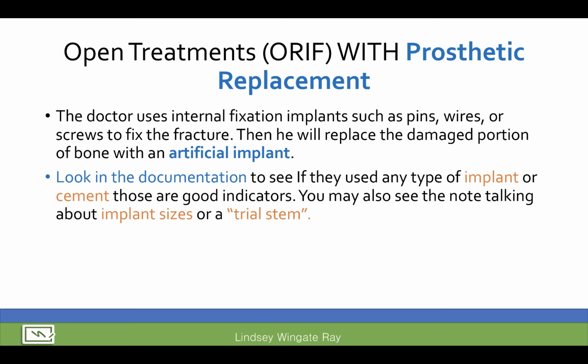ORIF with a prosthetic replacement. We talked about arthroplasty procedures where the joint is replaced with a prosthetic implant. This can also be done during an ORIF for a severely fractured bone. The doctor uses internal fixation implants such as pins, wires, or screws, just like they would in a regular ORIF. Then he will replace the damaged portion of the bone with an artificial implant. Look in the documentation to see if they used any type of implant or cement. Those are good indicators. You may also see the note talking about implant sizes or a trowel stem.